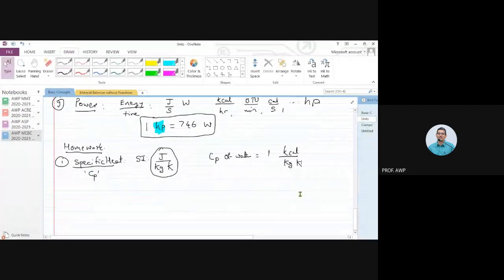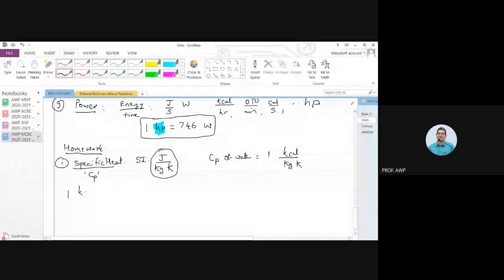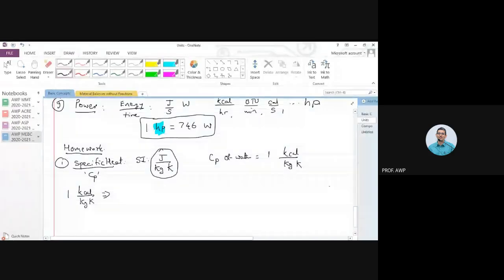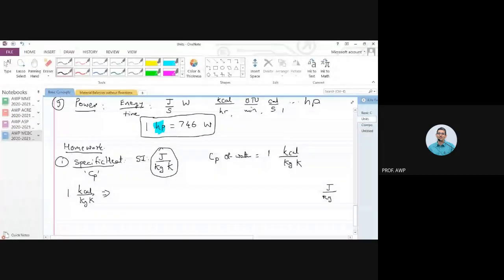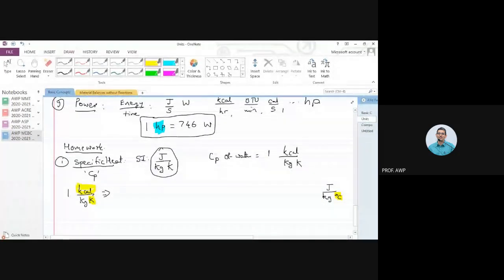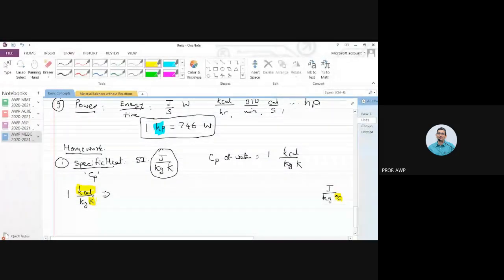What I would like you to do is convert this into, let's say, joules per kg per degree centigrade. Remember, this per degree centigrade or per degree Kelvin is the change of temperature. It is the amount of energy required to change the temperature by 1 Kelvin for 1 kilogram mass.